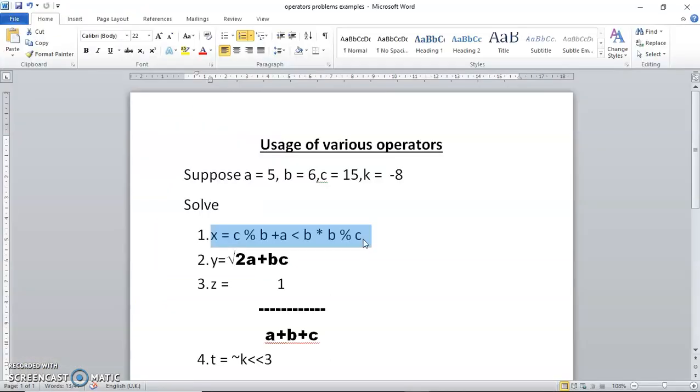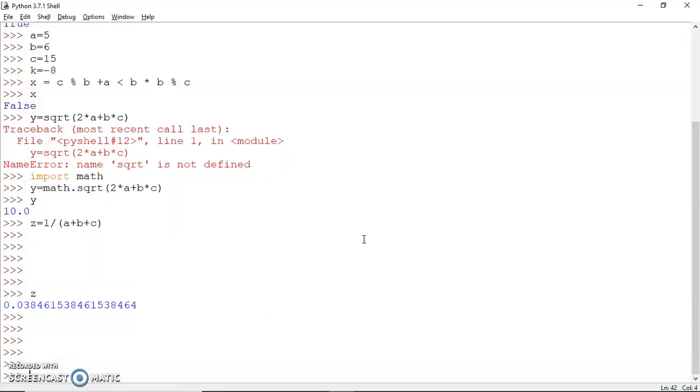Similarly, the last one, t is equal to not k and a left shift of 3. So k is minus 8, not k would make it 7. You remember how not works? So not k would be minus k minus 1. So minus k is 8, minus 1 would be 7. So 7 with the left shift of 3 would mean multiply 7 by 2 raised to power 3. That is 56.